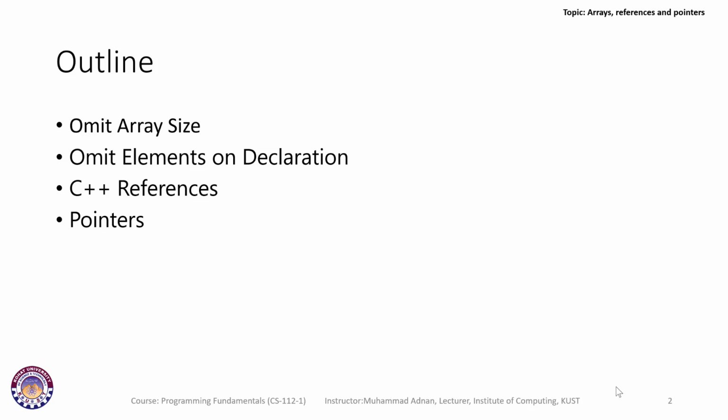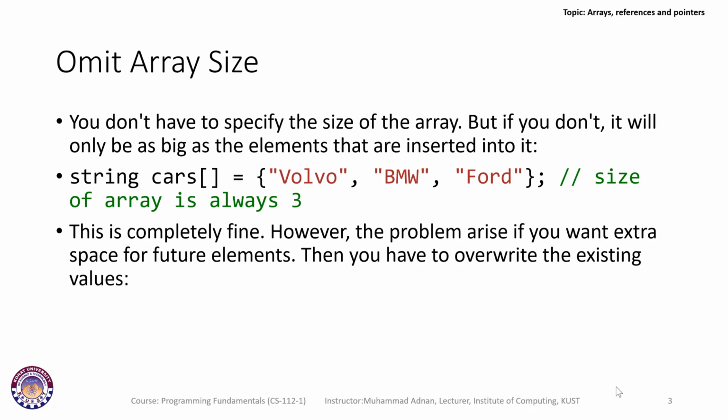How does the compiler work, or how is memory allocated to different elements of the array, when we omit the array size? You don't have to specify the size of the array. It's not mandatory that every time in the declaration you specify the size of the array. But if you don't, it will be as big as the elements that are inserted into it.